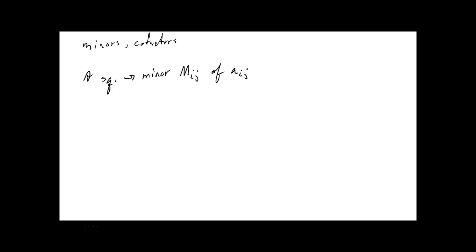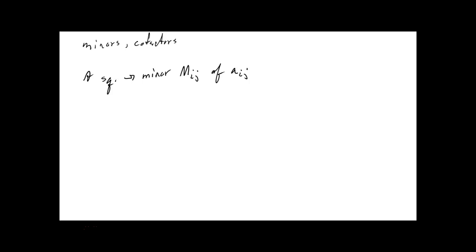Remember, AIJ is in the ith row, the jth column of that matrix A. That's an element, okay? AIJ is one of those things in the matrix. Wherever it's located, that determines I, it determines J, okay? The ith row, jth column.